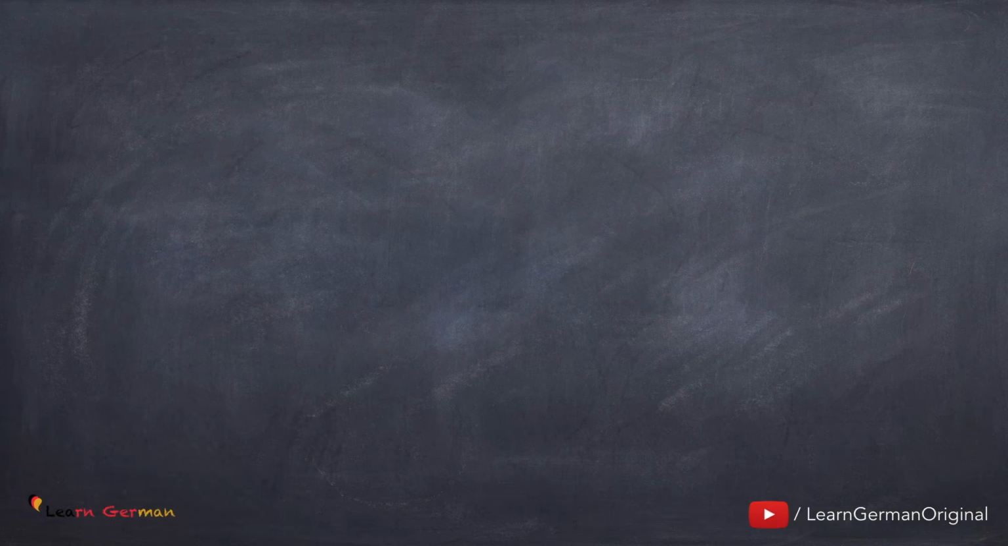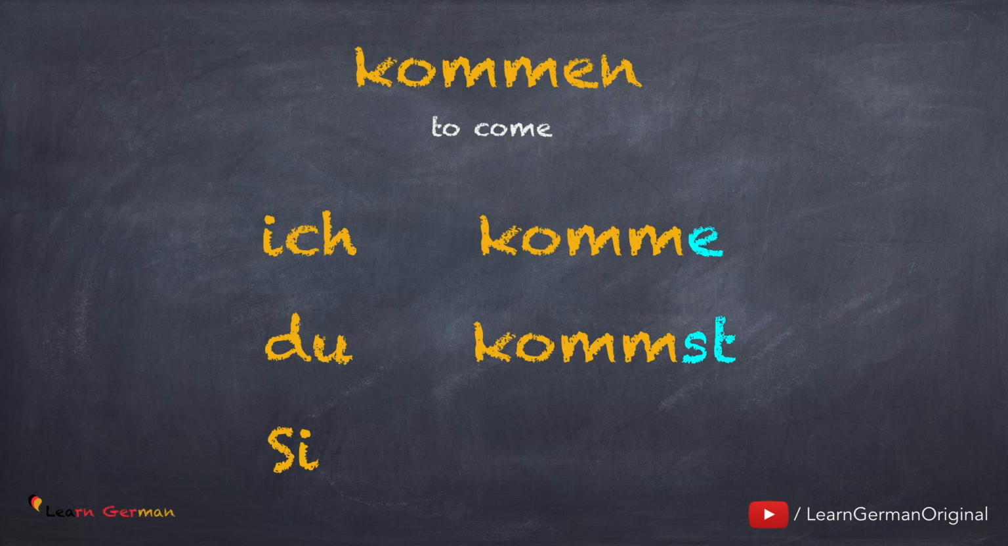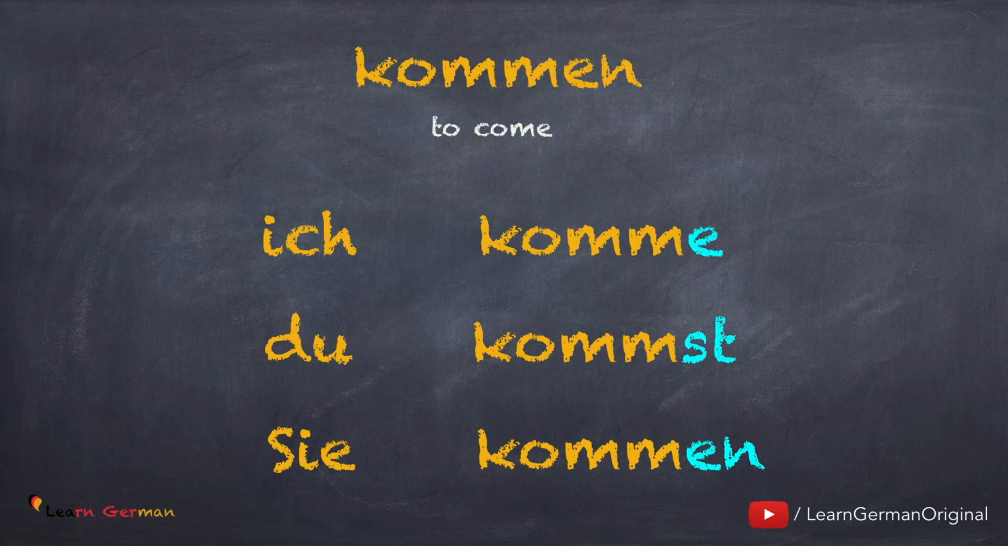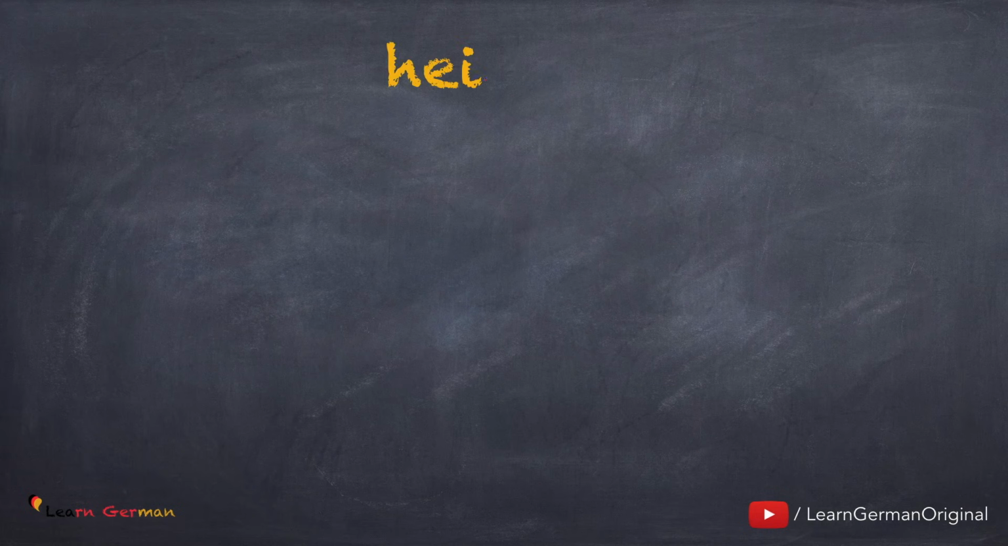Now let's look at another verb. Kommen. The infinitive form of the verb is kommen, and here's the conjugation. Ich komme, du kommst, sie kommen. Once again, the verb ending with ich is e, with du is st, and with sie is en. The form is same as the infinitive form.